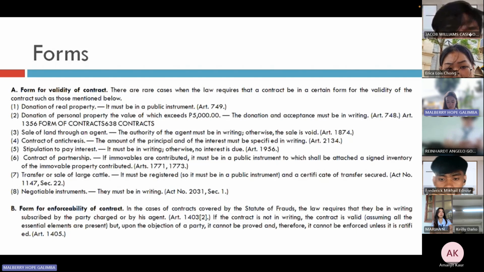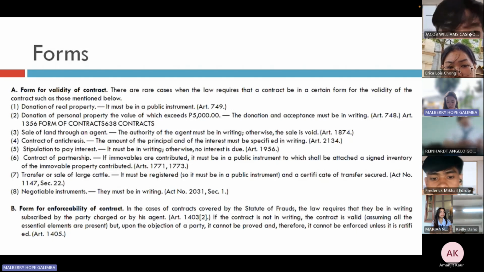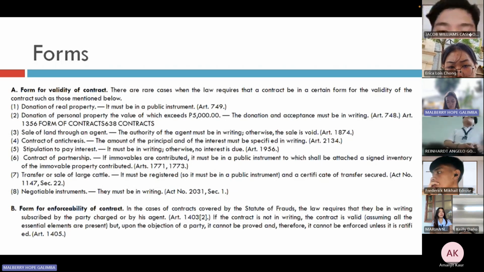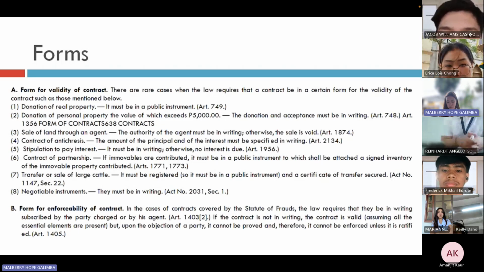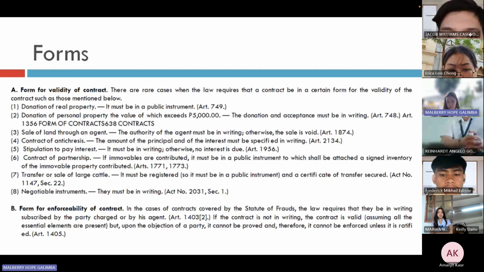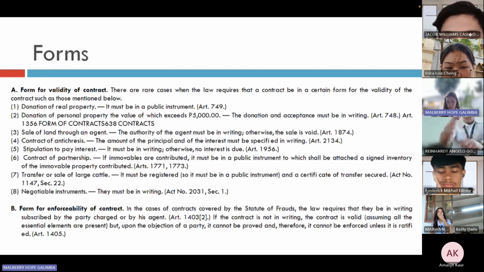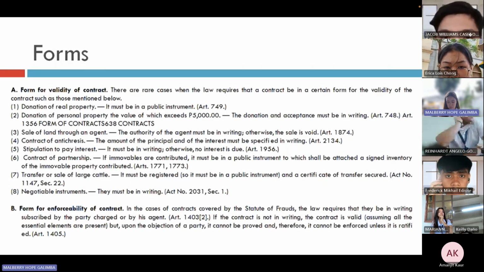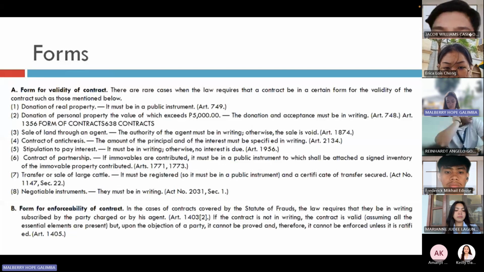Contract of partnership, if one of the partners will contribute immovables, it must also be in a public instrument to which shall be attached a signed inventory of the immovable property contributed. Because as partners in a partnership, some of the partners need not invest just cash. It could also be in the form of property. So if the property contributed by one of the partners is immovable property such as land, then the contribution, whatever deed it is, can be a deed of assignment, deed of sale, or deed of donation, must be in a public instrument.